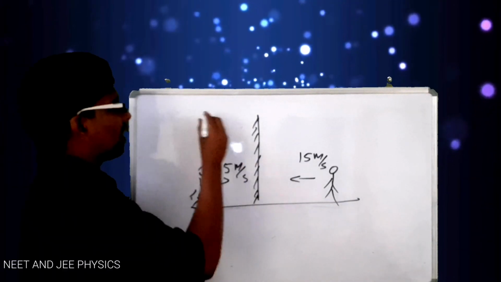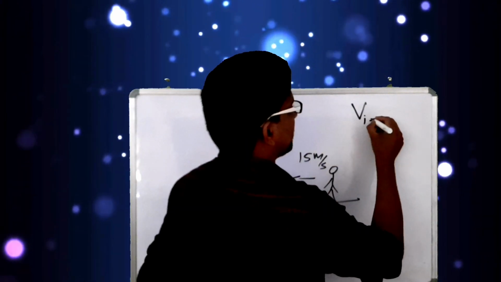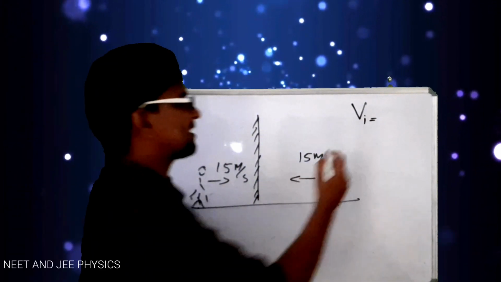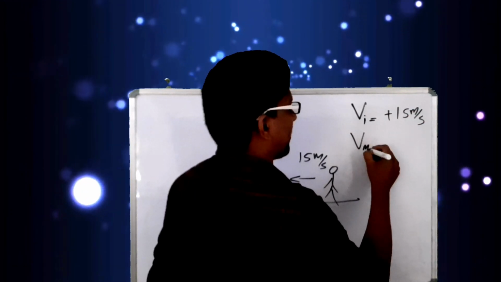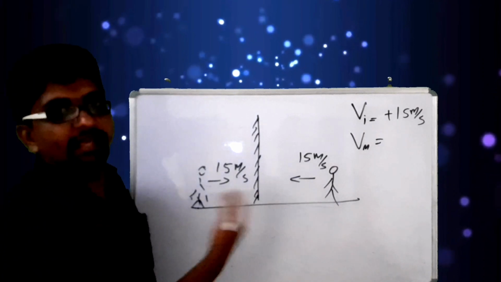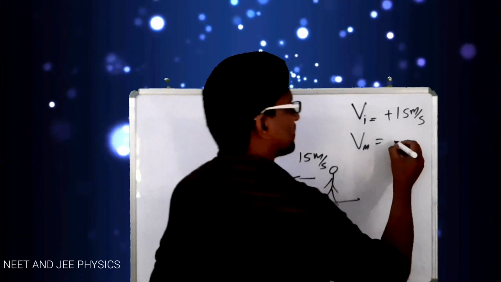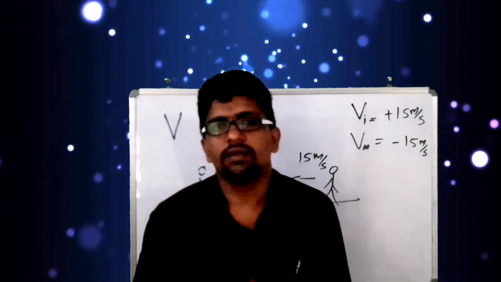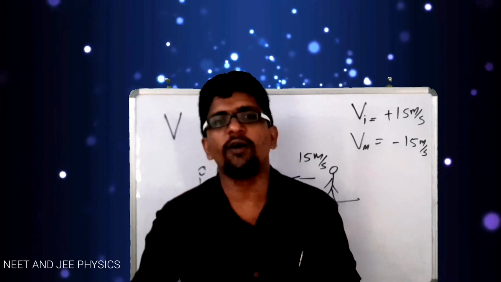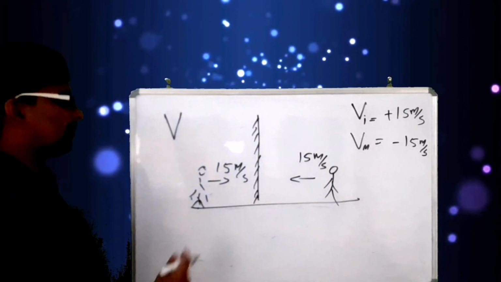So, the speed of the image is along the x-axis, so that is taken as positive 15 meter per second. The speed of the man is along the negative x-axis, against the direction of the image, so that is negative 15 meter per second. Our question is the speed of the image with respect to the man, relative to the man.